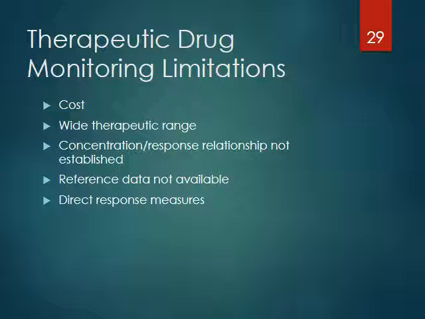So if you don't really have good references, you can't really determine what a really good range is going to be. And then also drugs that have direct response measures are not going to be useful for this because you can just use those direct responses. So again, like we mentioned with the antihypertensives, it's just a lot easier just to measure blood pressure than measuring the blood level of the drug in question.